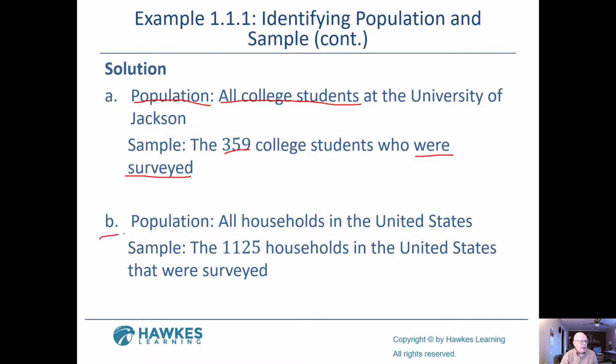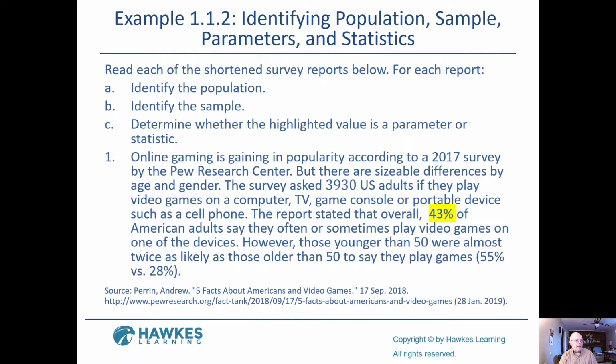Part B, the population. All of what? All of the households in the United States. Did you get it? Sample. Well, not all of the households. You only checked with 1,125 households. That's your sample. Next.